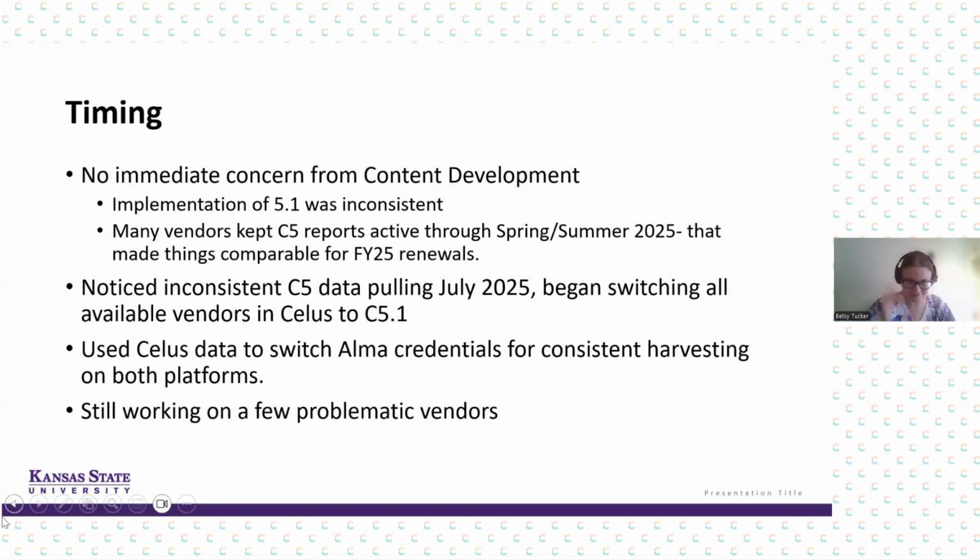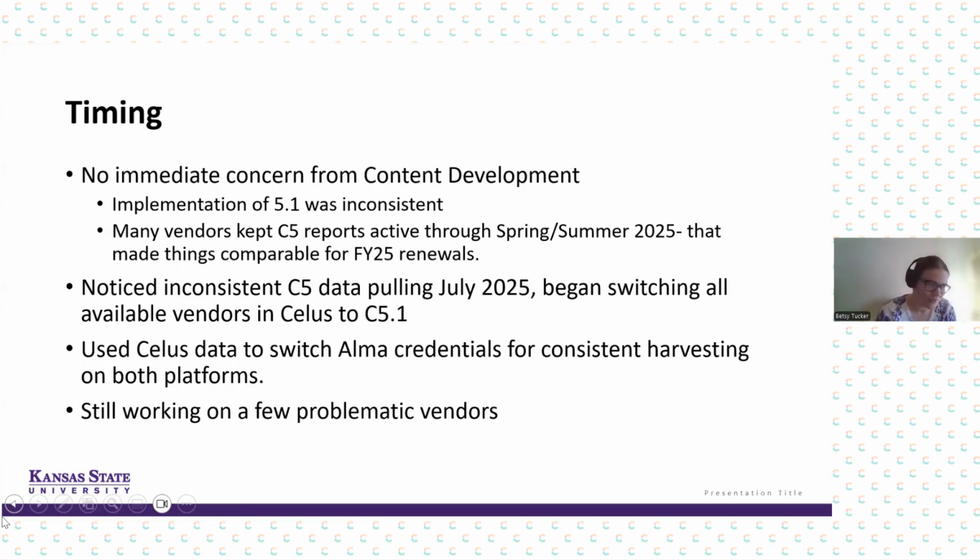I would agree that you really have to spot check, but it was a lot easier than it would have been if I had started in Alma. So the next thing I did was use CELUS data to switch the Alma credentials for consistent harvesting on both platforms. K-State primarily uses CELUS for parsing its usage data, but there are still a few analytics reports that back on good sushi data in Alma.